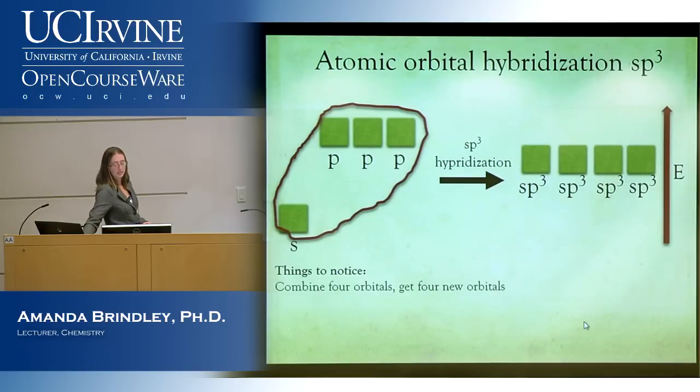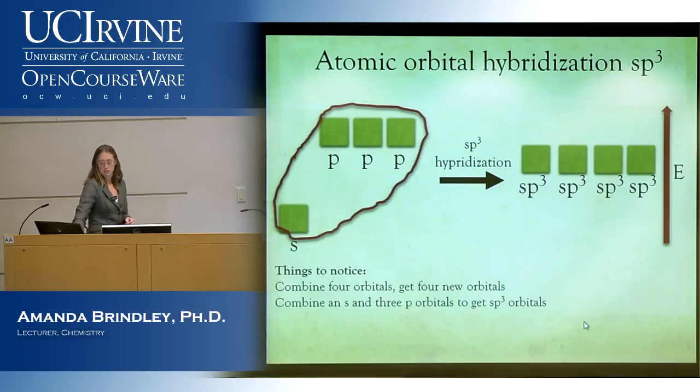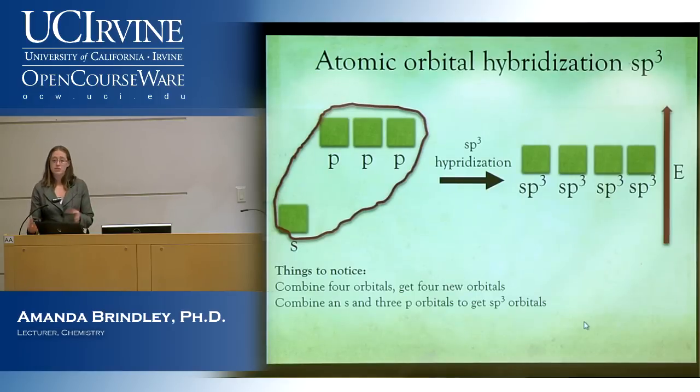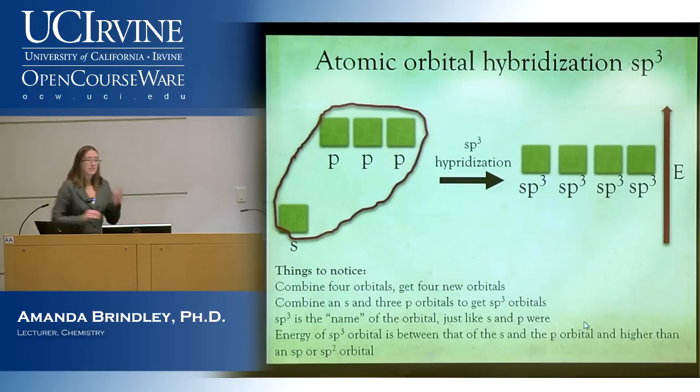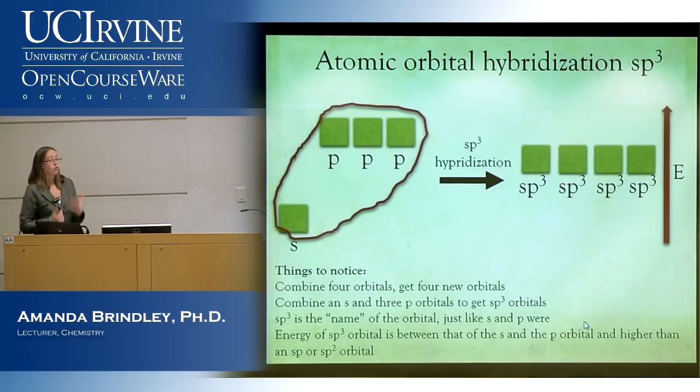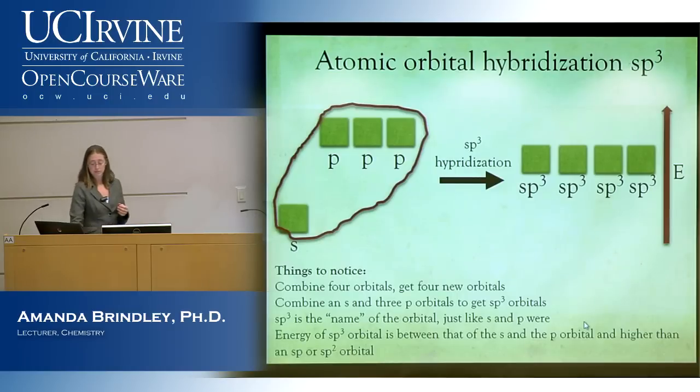Now, things to notice. Same idea as last time. We started with 4 orbitals, we mixed them together, we got 4 new orbitals. We combined an s and then 3 p's, so the nomenclature there is sp3 orbitals. So it's sp3 hybridized and we have sp3 orbitals. And then the energy of this, it's higher than the s, it's higher than the sp's, it's higher than the sp2s, but it's still going to be lower than the p's would have been. All right. Now, these will again look a little bit more like a p orbital than before.